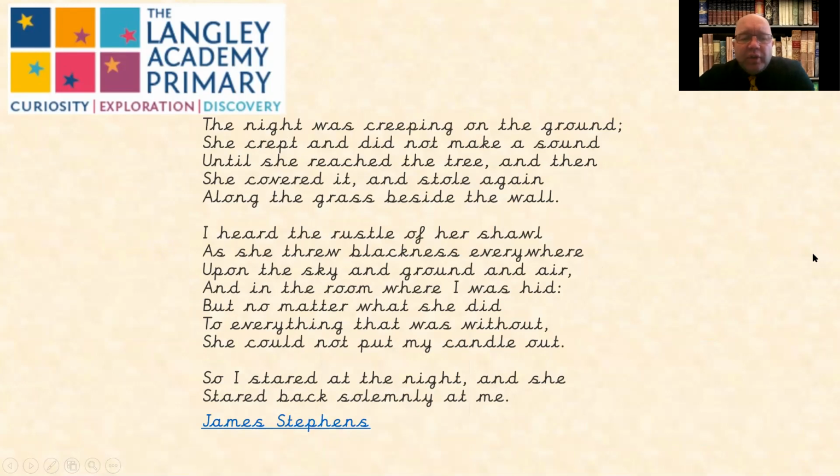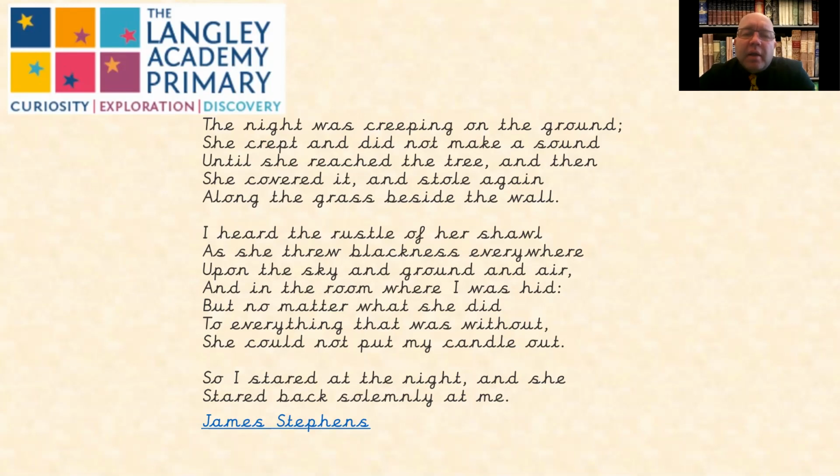Right. Here's a lovely poem using a lot of personification by a poet called James Stephens. The night was creeping on the ground. She crept and did not make a sound, till she reached a tree, and then she covered it and stole again along the grass beside the wall. I heard the rustle of her shawl, as she threw blackness everywhere upon the sky and ground and air, and in the room where I was hid. But no matter what she did to everything that was without, she could not blow my candle out. So I stared at the night, and she stared back solemnly at me.